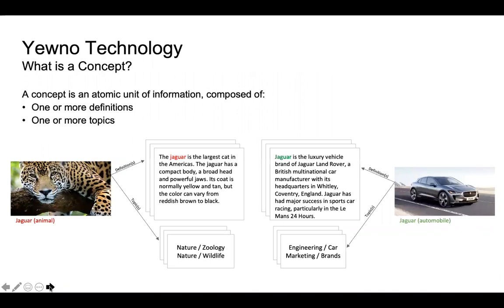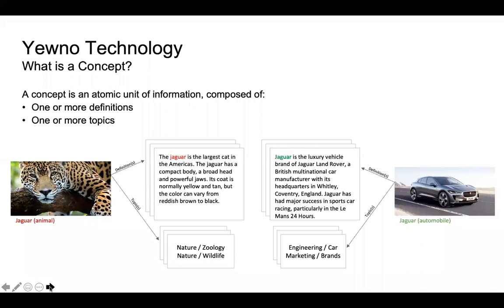So let's start off by taking a little bit of a look at what exactly is a concept. A concept you can think of as a keyword, but it's much, much richer. If you look here on the left-hand side, we see a picture of Jaguar the animal. And on the right-hand side, we see a picture of Jaguar the automobile. So the same word, Jaguar, is used for both.